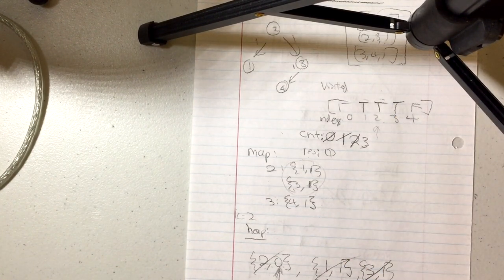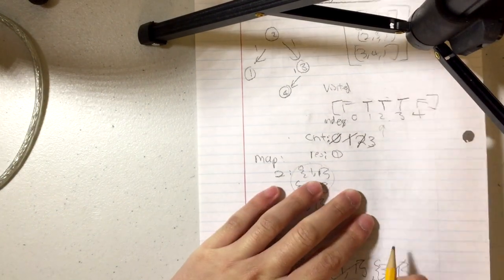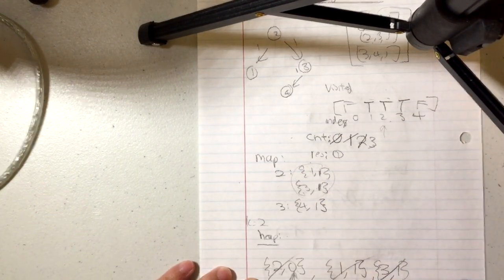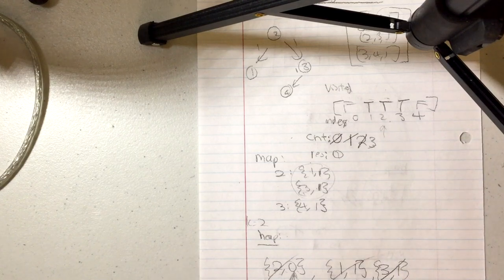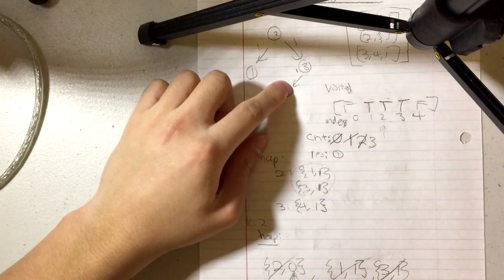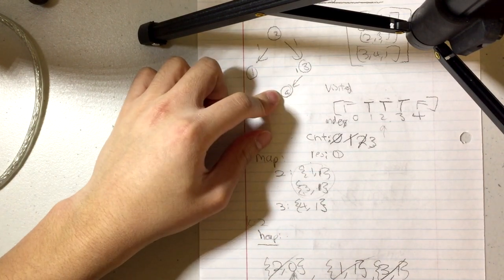Okay, so now once we set 3 to be true, our result is now going to equal 3's value, which is 1. 3's weight, which is going to be 1. Then, if the neighbors is greater than 0, we're going to go through all the neighbors of 3. All the neighbors of 3 is 4.